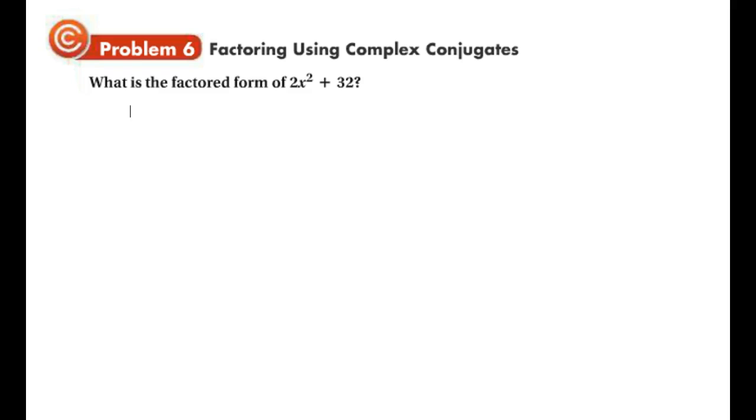In example 6, we're going to factor 2x squared plus 32. Before you do anything else, check to see if there's a GCF. I see that both numbers are even, so that means that they at least have a common factor of 2, and there's nothing else that's in common, so that means the GCF is 2. So I'm going to take 2 and put it in front. As always, the GCF is in front. Factor it out, and that means I have x squared plus 16 inside.